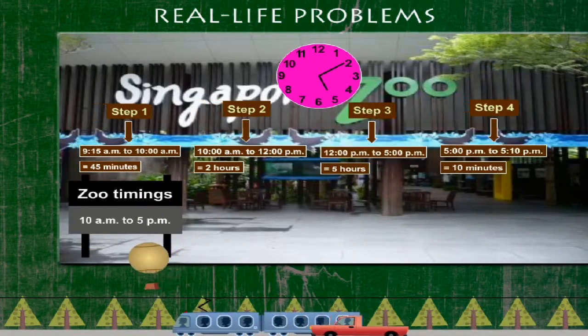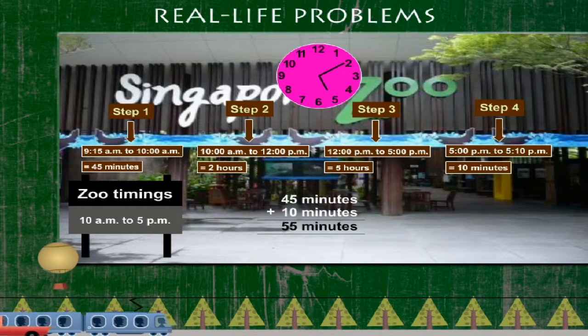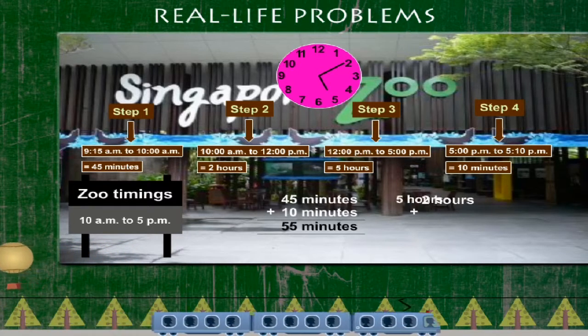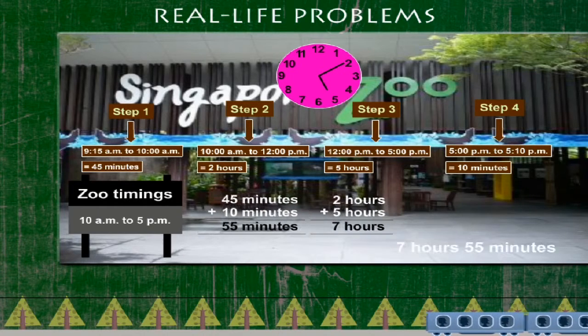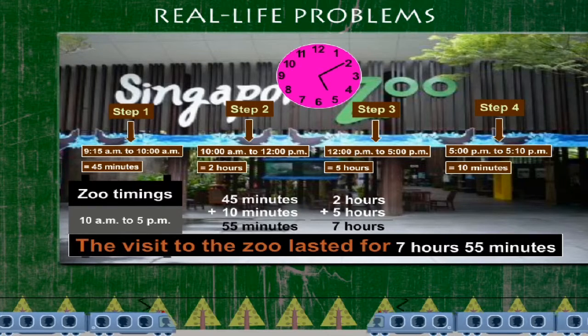From 12 noon to 5 pm, they saw some more big animals. This took 5 hours. At 5 pm, they drove out in their car to reach the market at 5:10 pm. This took 10 minutes. Let's add the time taken by them. So, 45 plus 10 minutes is 55 minutes. 2 and 5 hours is 7 hours. So, the zoo visit took 7 hours and 55 minutes.